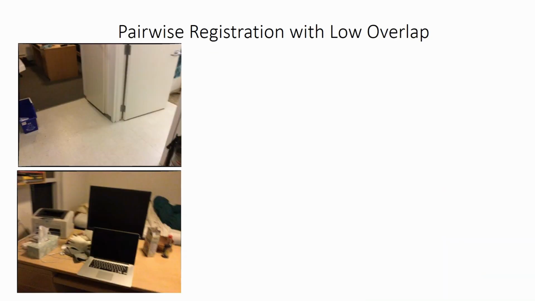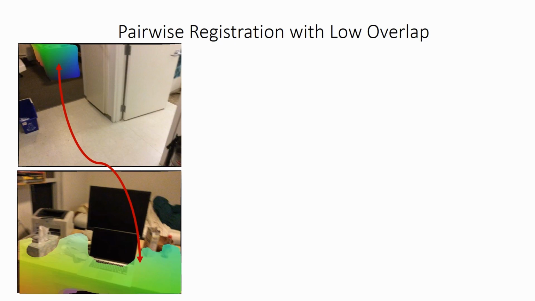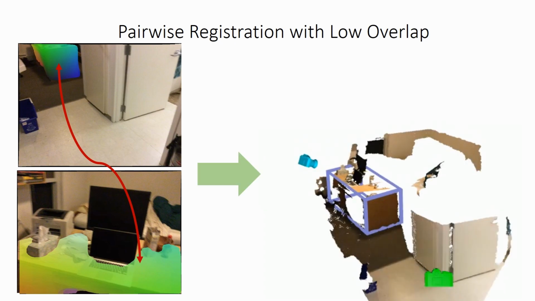Our method is trained and evaluated on ScanNet data. In a pairwise registration setup, our method can register many challenging, extremely low overlap frame pairs where classical feature matching fails.